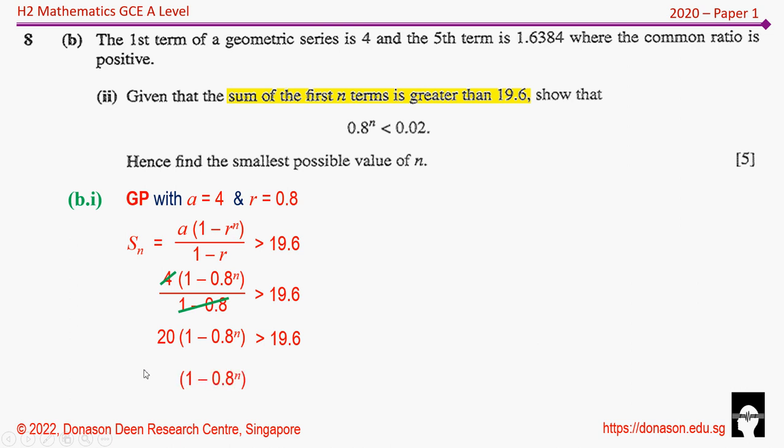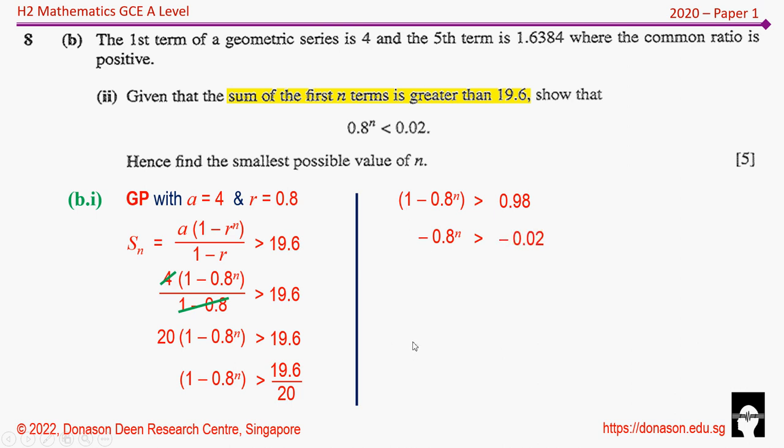Now let's divide both sides by 20. Since I'm dividing by a positive number, I do not need to reverse the inequality, so it would be simply 19.6 over 20. So 1 minus 0.8 to the power of n is therefore greater than 0.98. Now what I'm going to do is keep the 0.8 to the power of n on the left side, and throw the 1 across to the other side, so it's going to become minus 1.